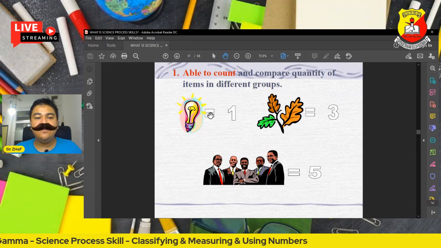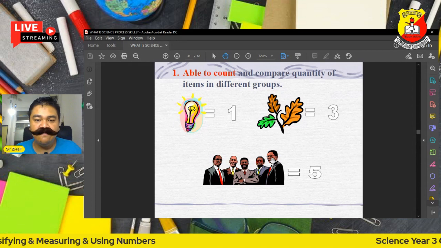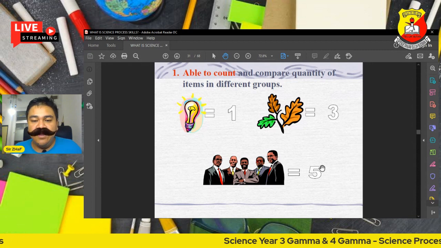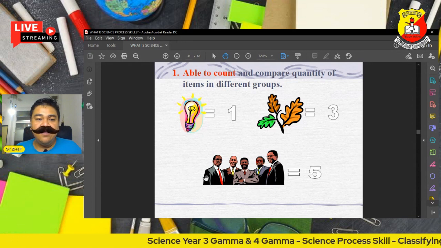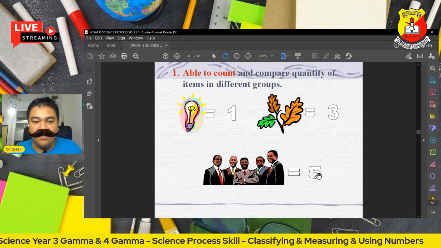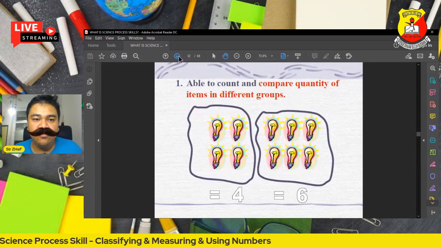If you have a group of 5 people, so 1, 2, 3, 4, 5, and then you put the number, which is 5. So you are counting, and then you are using the number. You are interpreting the number. Okay, look at number 2.